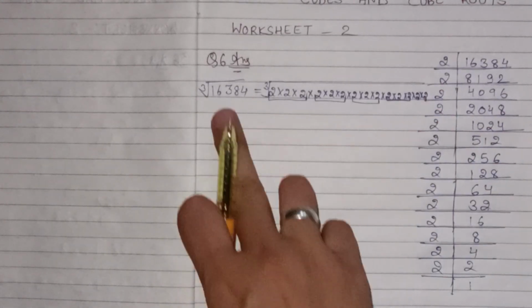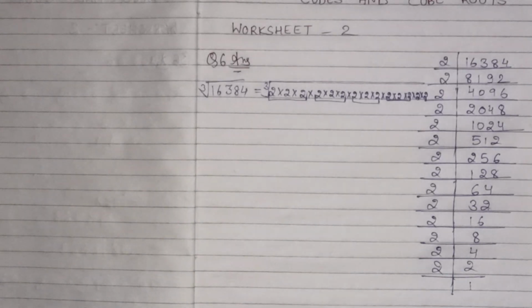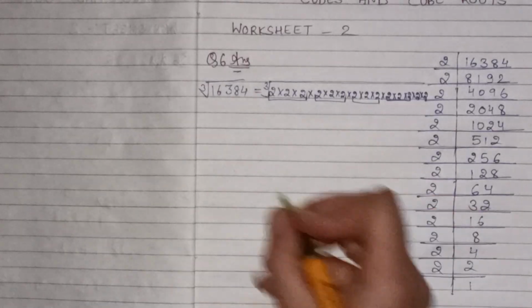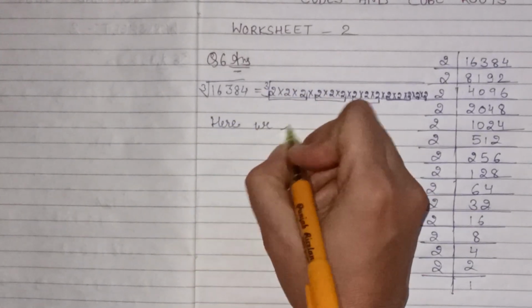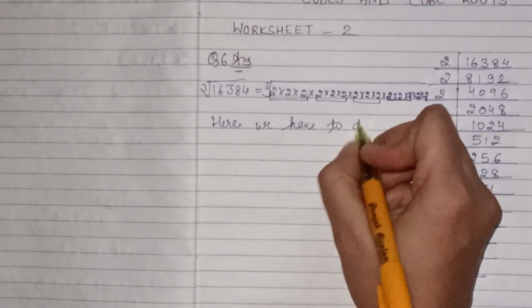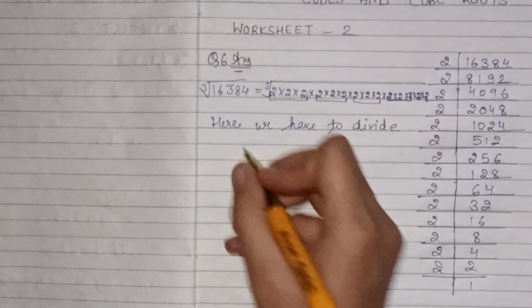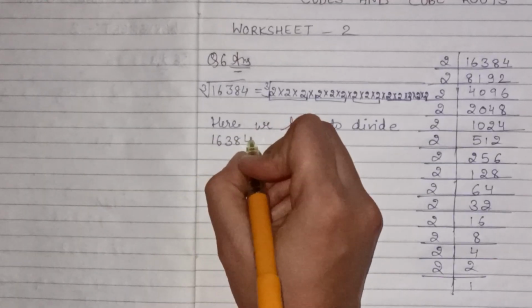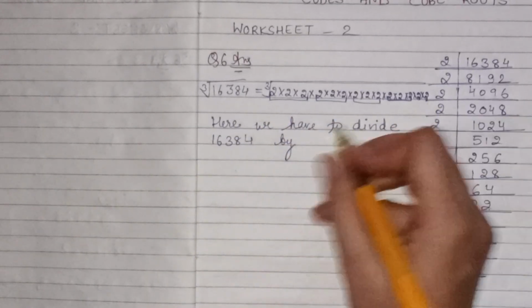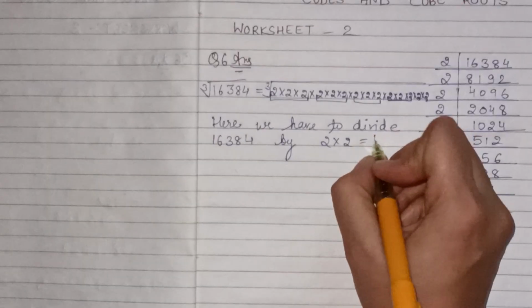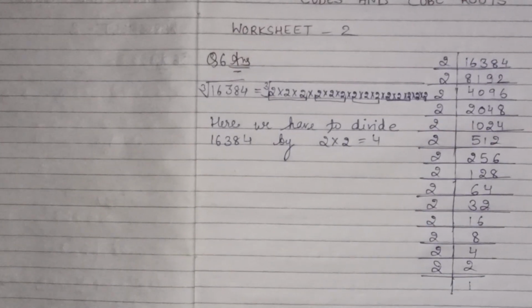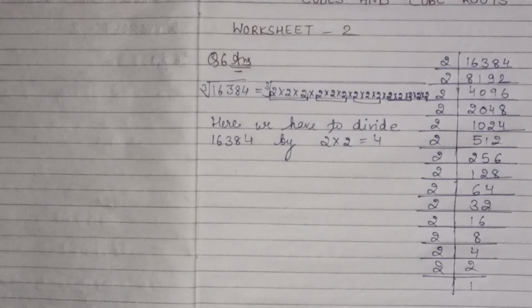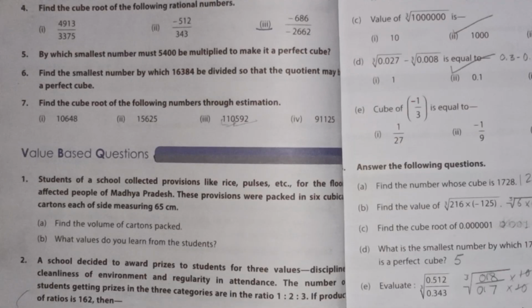Now we have to divide 16,384 by 4 to make the quotient a perfect cube. So we divide 16,384 by this 2 multiplied by 2, which is equal to 4. Here 4 is our answer to this question. Now move to the next question, question number 7, the last question of this worksheet 2.